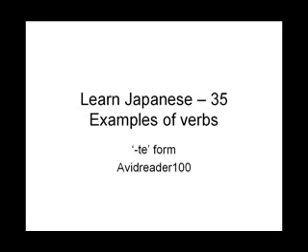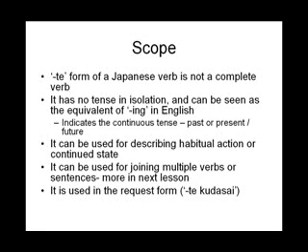In this lesson, I will discuss examples of verbs in the te form. The te form of a Japanese verb is not a complete verb. It has no tense in isolation. It is used to form the continuous tense of a verb and thus can be associated with the past tense or the present tense. In this sense, it is like the verb ending with ing in English.